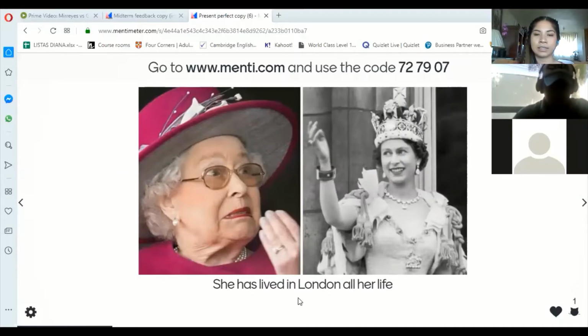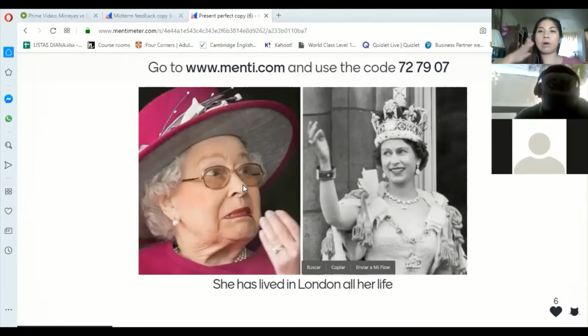She has lived in London all her life. So look at her. Who is she? Do you recognize this person? Queen Elizabeth. Ah, bueno, Isabel. And we know that she has lived in London all her long life.